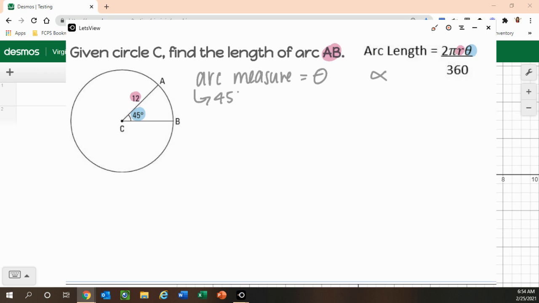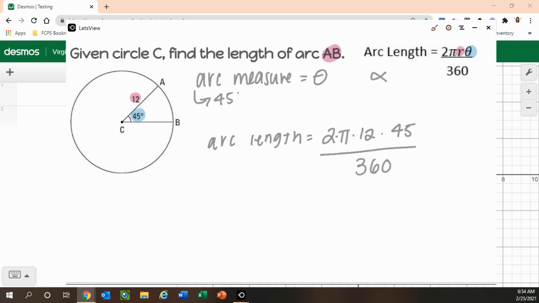So we are going to plug into our formula. We have 2 pi, our radius is 12, our theta is 45, divided by 360, just to follow where everything came from. There's our theta, there's our radius. These other pieces are straight formula.